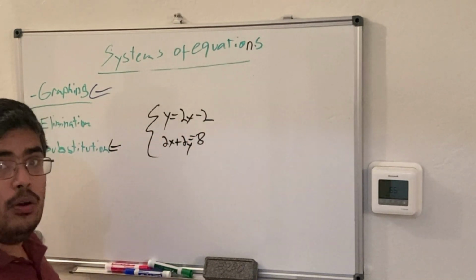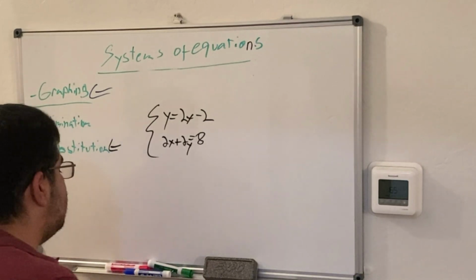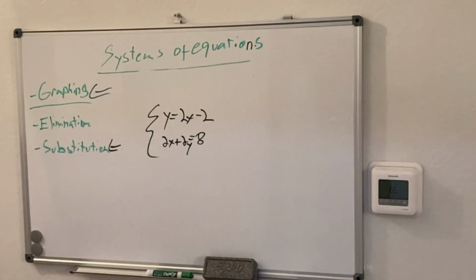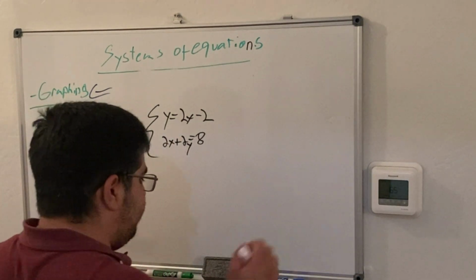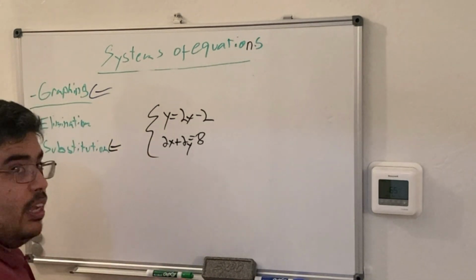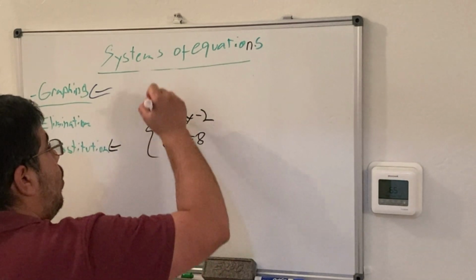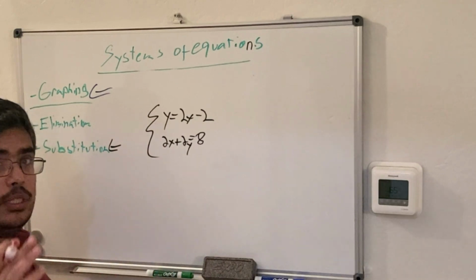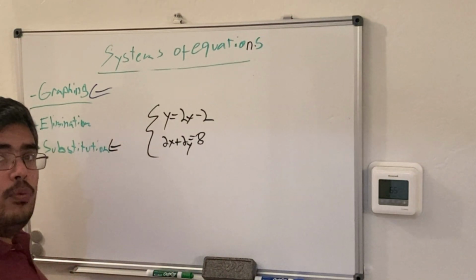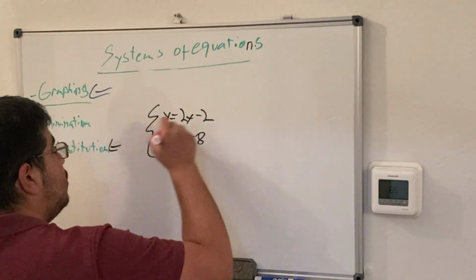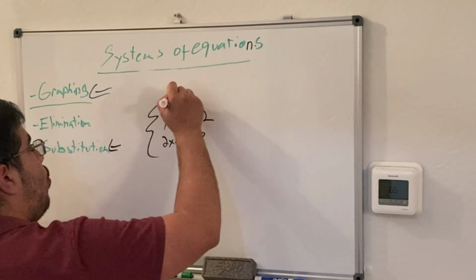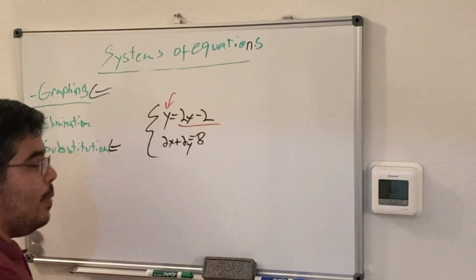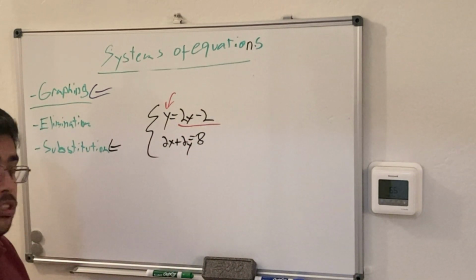So how substitution works is, right here we have y. For substitution, you have to find a variable where you can substitute. In this case, we can substitute over here, because y equals 2x minus 2.